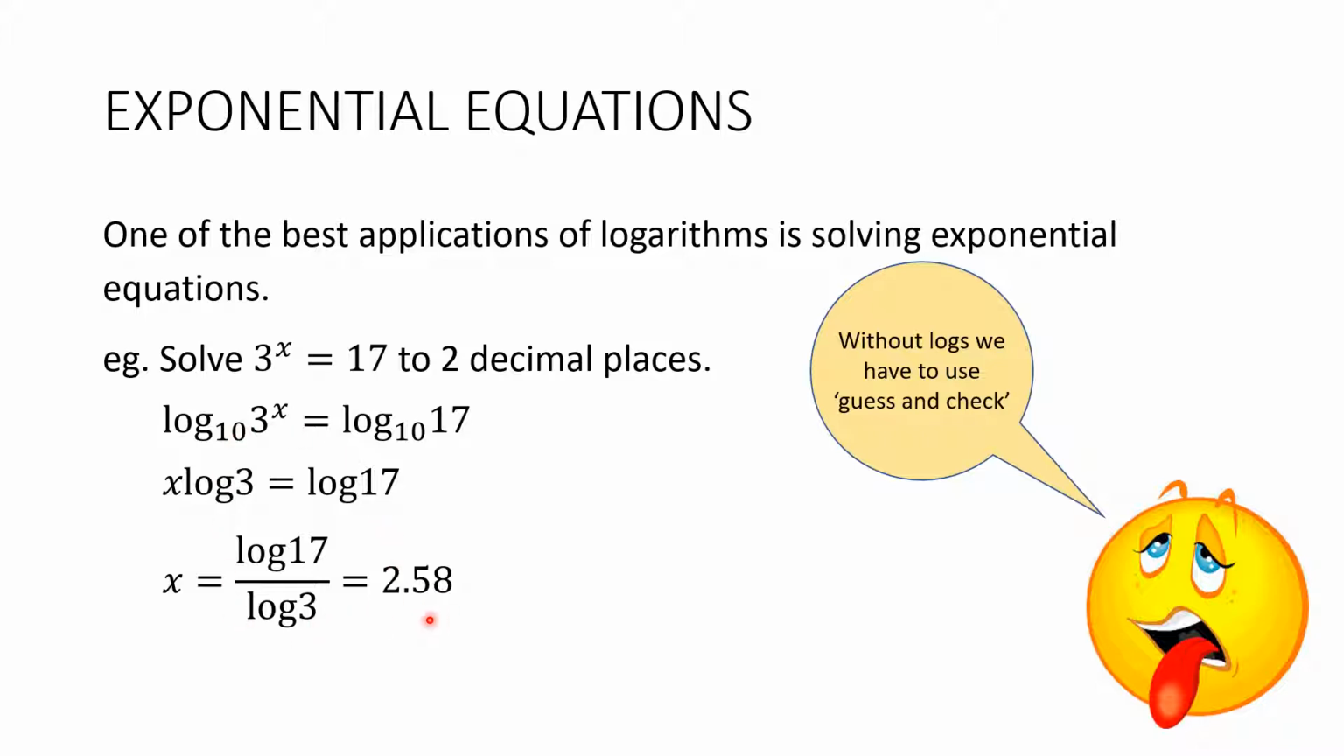So previously, if you'd wanted to get that to 2 decimal places, you would have been starting off, okay, 3 to the power of something equals 17. Well, it's going to be somewhere between 3 squared, which is 9, and 3 cubed, which is 27. So let's guess 2.5. And then you would have been guessing, checking until you could get it accurate to 2 decimal places. So this is much simpler.